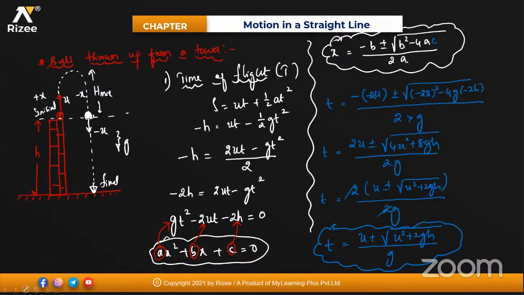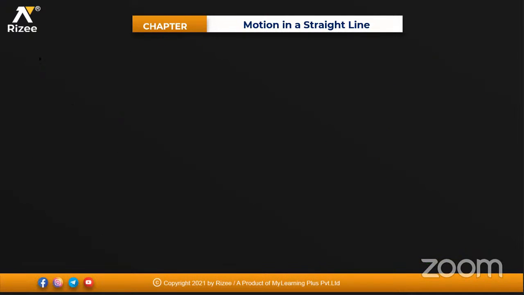See the calculation, everyone. Is it clear for everyone, the calculation? So time taken, if I'm throwing the ball from the top of a tower upward, to reach the ground can be calculated with the formula t equals u plus under root of u square plus 2gh, by g. Why did I remove the negative sign? Because time will never be negative. That is the reason I have taken it as positive. Clear for everyone?